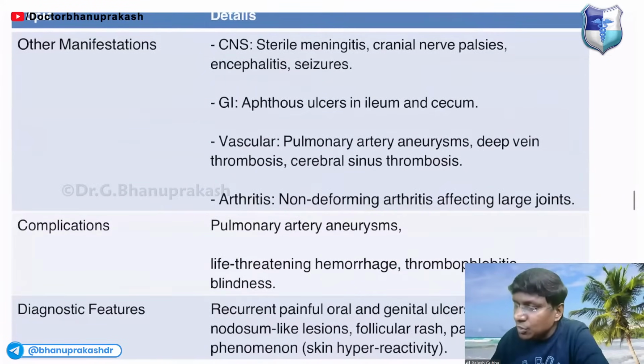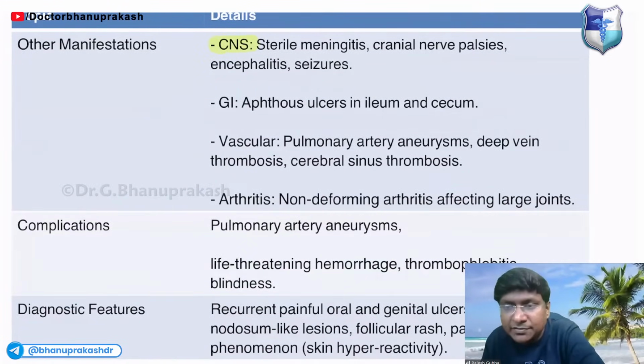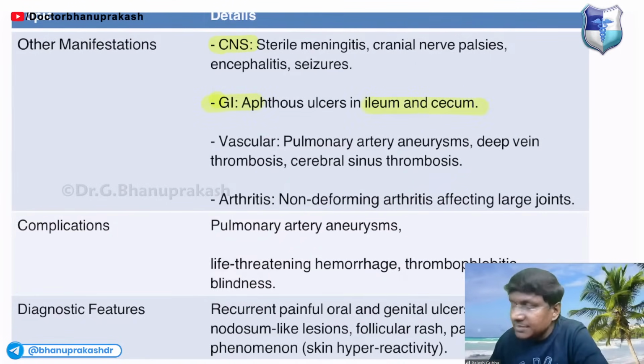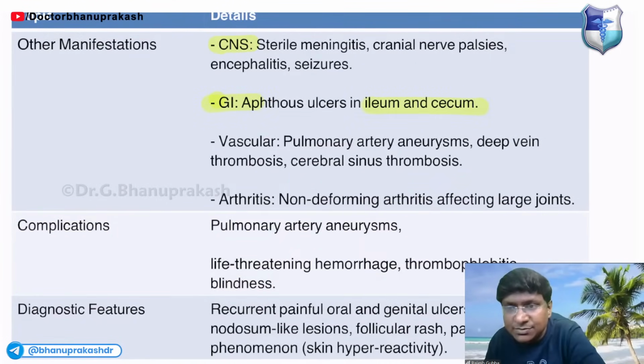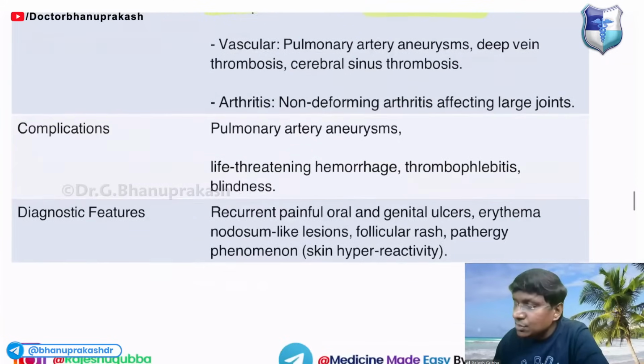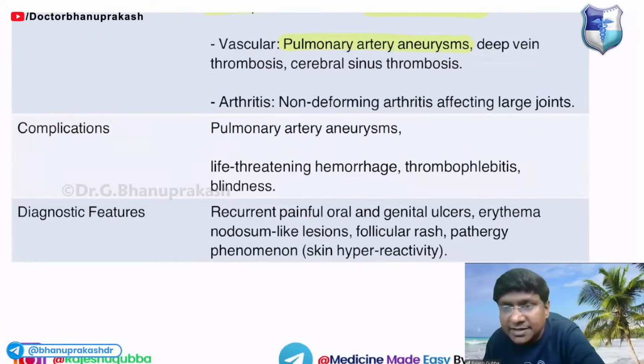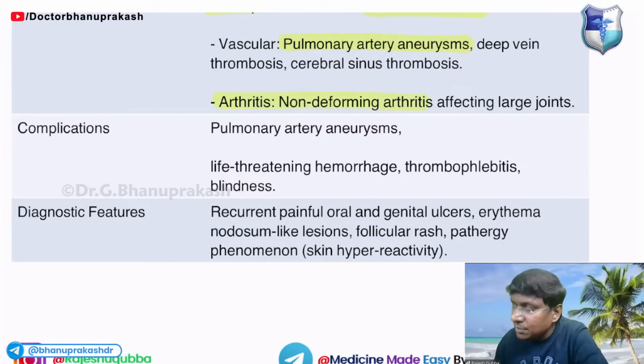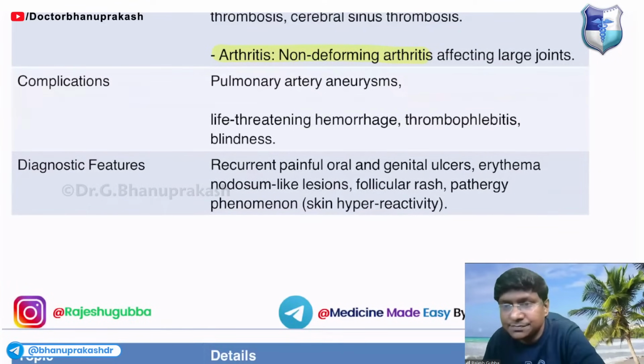And it is a multi-system involvement, right? CNS involvement can be there in the form of sterile meningitis and cranial nerve palsy. Gastrointestinal involvement can be there in the form of ulcers over the ileum and the cecum. And it will also cause vasculitis, that is mainly pulmonary artery aneurysms. There can be deep vein thrombosis as well. Arthritis will be there, in the form of non-deforming arthritis. Okay, so these will be the other manifestations.